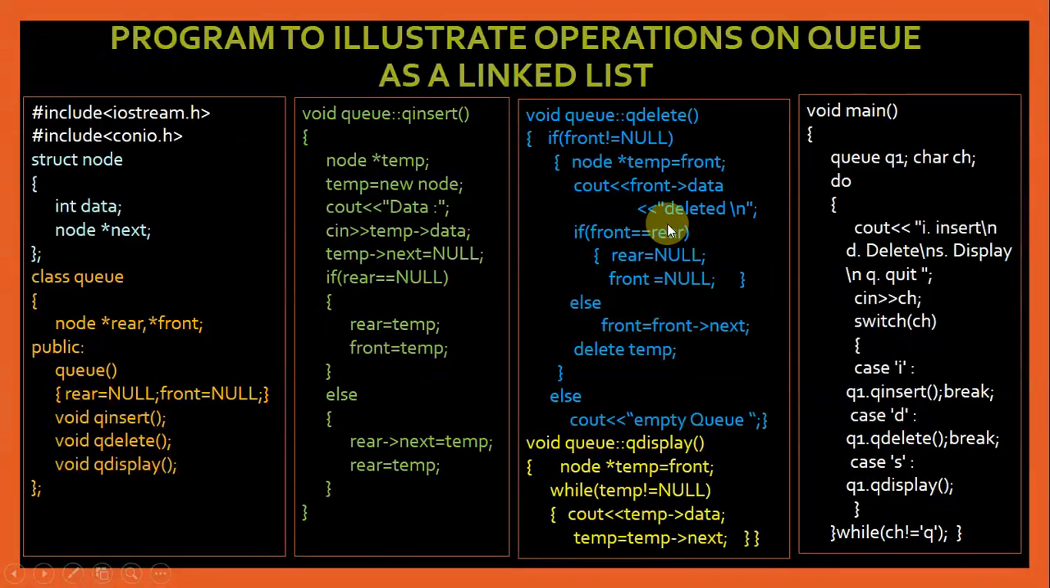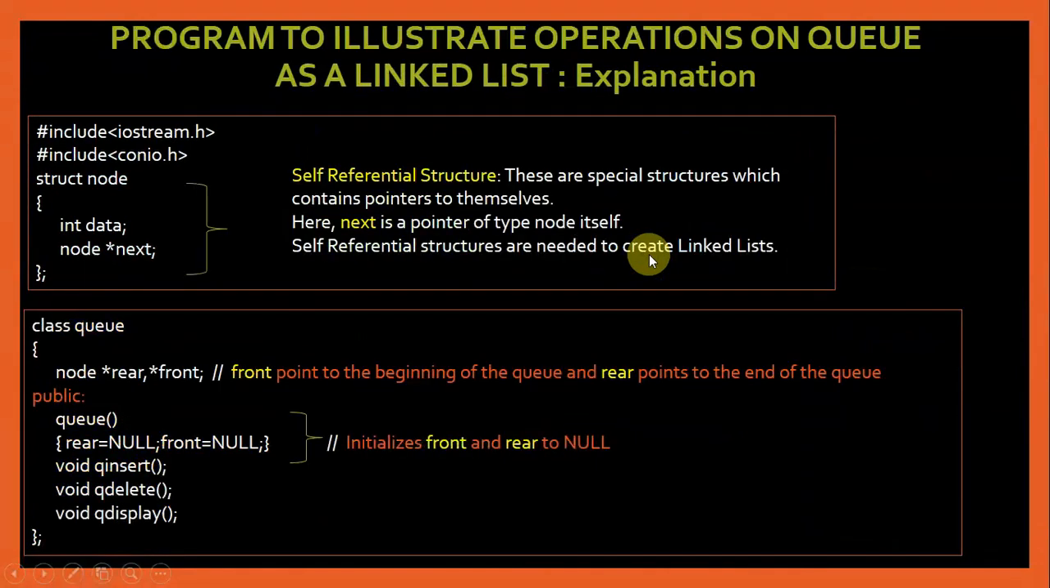Now let us understand the memory representation and details of this program to make it more clear. Now let us understand the various parts of the program again. In the program, we have first created a structure, and the name of the structure is node. And this is a special type of structure. This is a self-referential structure, and it is special because it contains a pointer. It contains a pointer type variable which is of the structure type itself. You can see here the type of the structure is node, and the type of the pointer is also node. We can say that they are special structures which contain pointers to themselves.